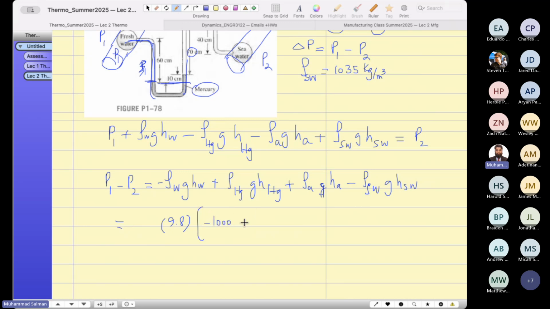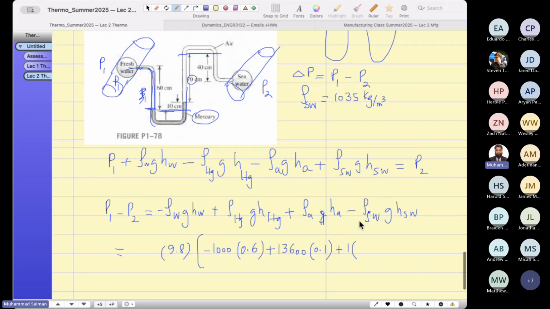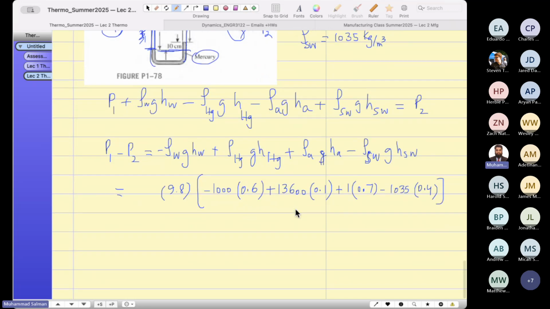Minus 1000, the density of fresh water, times the head 0.6, and then rho of mercury is 13,600 times Hg, which is 0.1, and then the density of air is 1 kilogram per meter cubed, so 1 times 0.7 for air, minus rho of seawater, which is 1035, times the head down, which is 0.4. If you do the math, what do you guys get for this one?